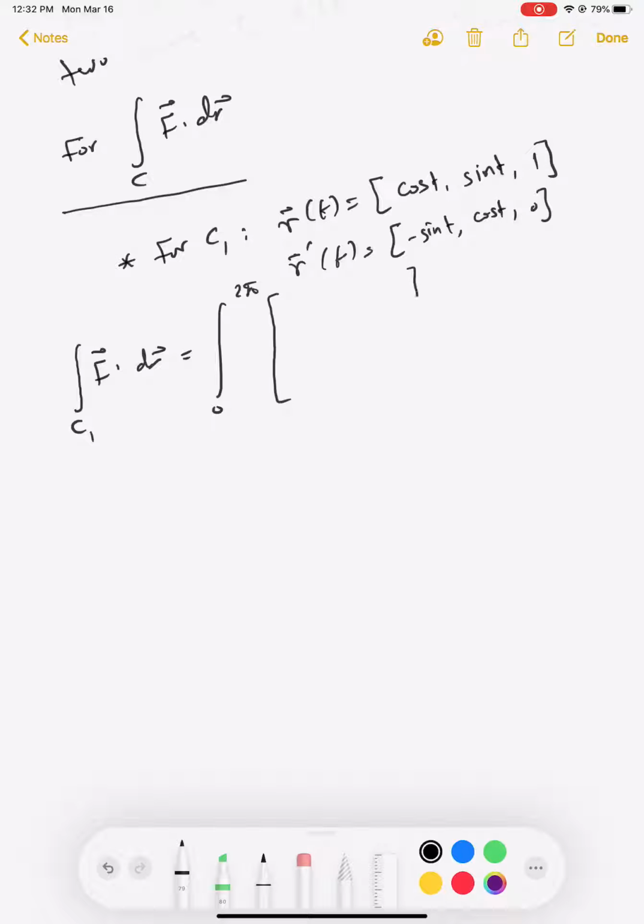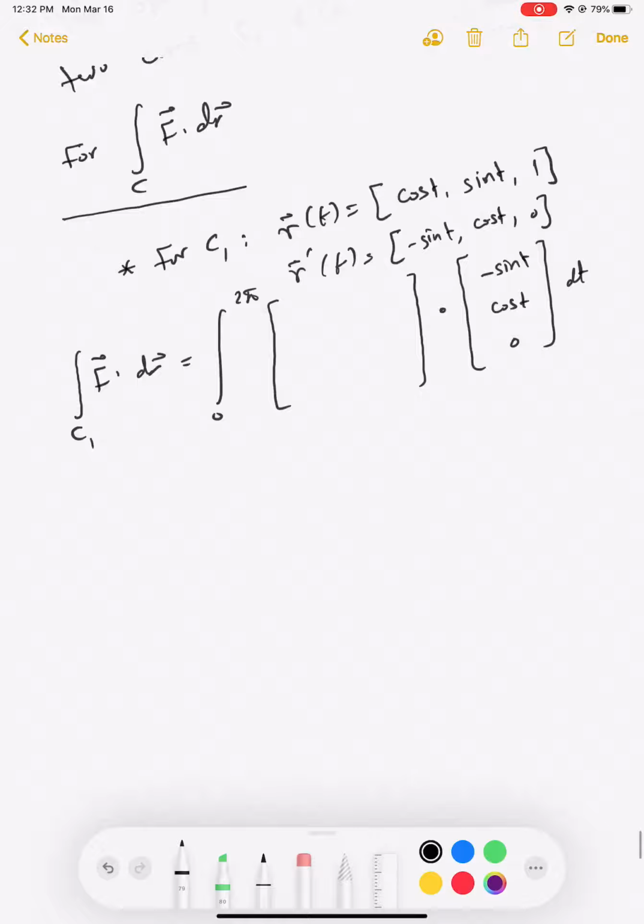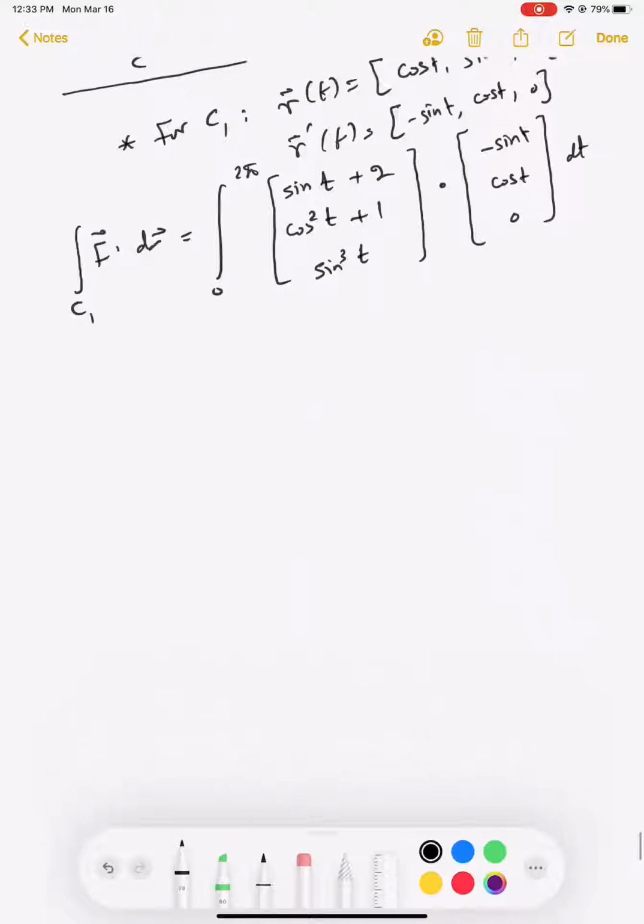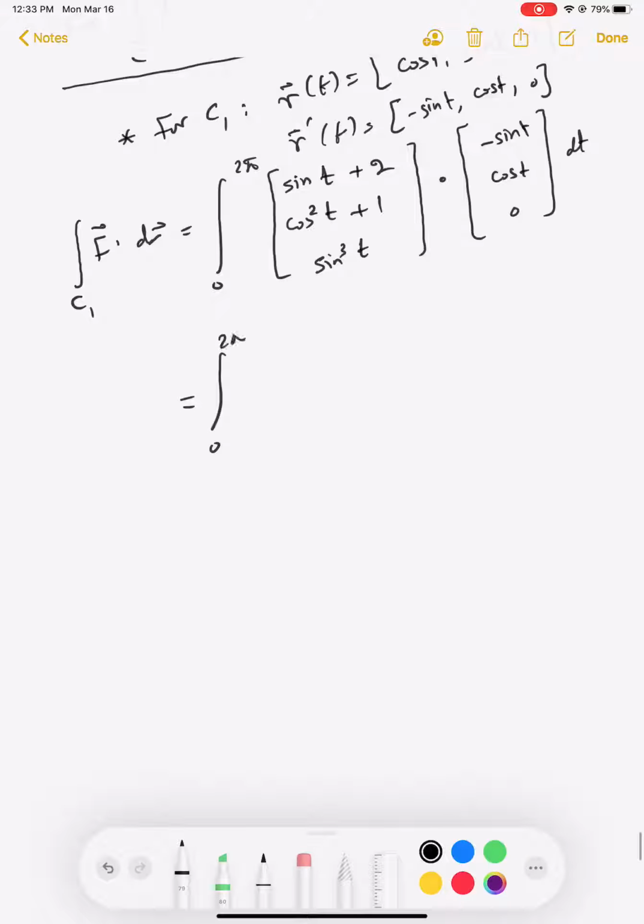Substitute the parameterization into the function dot the derivative of the parameterization. So the first component of the function was y plus 2z. Y is sine t, plus 2z, and z is 1. Then x squared plus z, and y cubed. So this is the integral from 0 to 2 pi of minus sine squared t plus 2 sine t plus cosine cubed t plus cosine t.